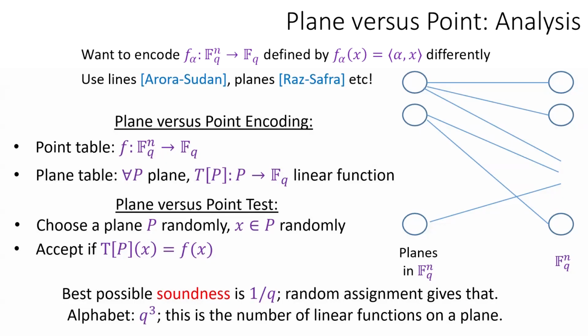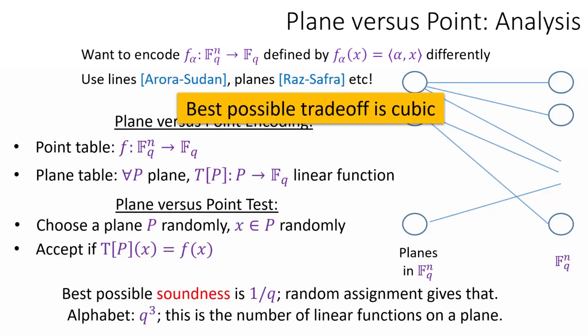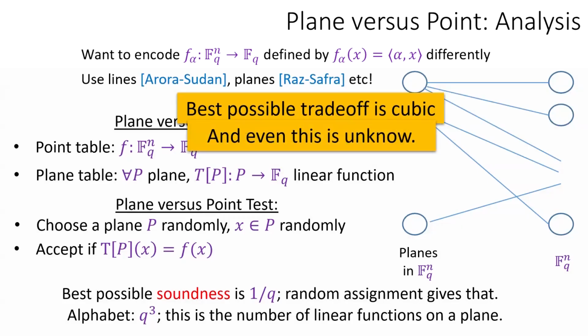So when I say planes, I actually meant affine planes, not linear planes. So how many linear functions do you have in an affine plane? There are 3 degrees of freedom. So q to the 3. So that's the alphabet size, q to the 3. Best possible soundness is 1 over q. So at the very best, you'd get a cubic trade-off. And in actuality, even this is unknown. We don't know this good of a soundness for the plane versus point test. It's actually an interesting open problem.